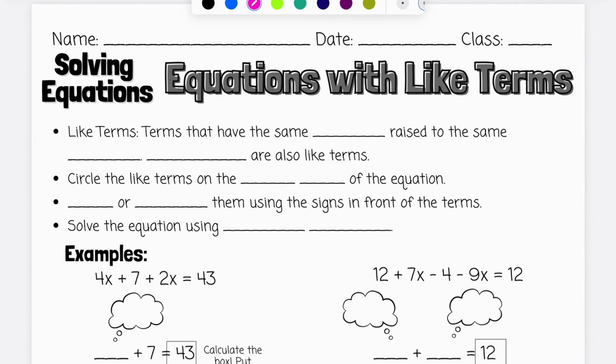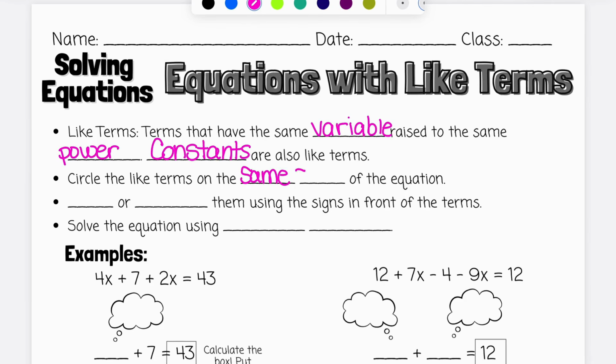Alright, welcome to our lesson on solving equations that have like terms. So let's just refresh our memory on what like terms are. They are terms that have the same variable, like x's, y's, z's, and they have to be raised to the same power. So they have to have the same exponent if they have one. Now, constants are also like terms. And constants are numbers that don't have variables, so just plain numbers, positives or negatives.